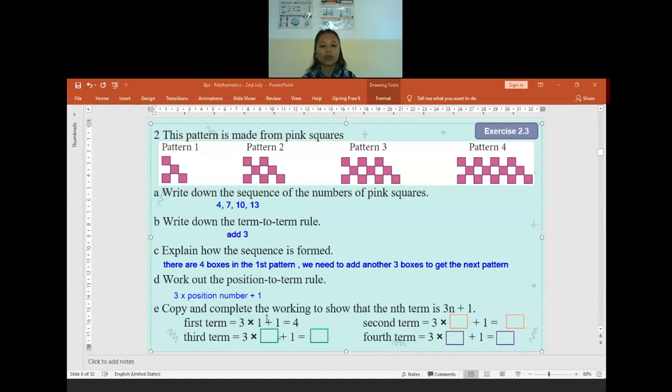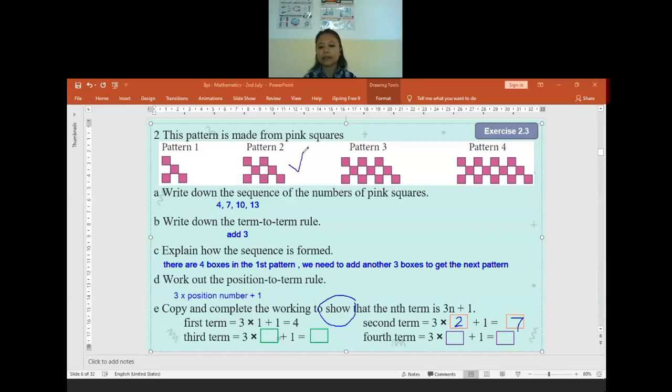Copy and complete the working to show that the nth term is 3n plus 1. So does anyone want to help me find the second term? The n, what number do we have to replace it with for the second term? Yes, we replace it with 2. It will be 3 times 2 plus 1, which equals 7. Is it equal? Because we have to show it. Yes, it is equal for the second term.